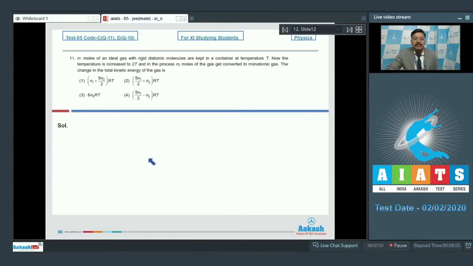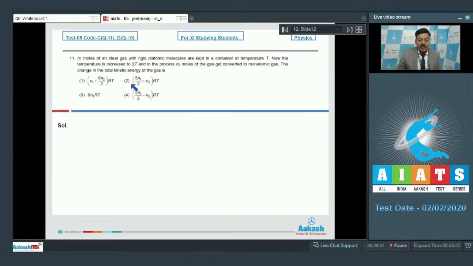Well, the question is clearly from the topic kinetic theory of gases, and it's concerned with the internal energy of the gas. It's given that the molecules are rigid diatomic molecules, but at temperature 2T, some of these molecules are getting dissociated. So what's the importance of the term rigid diatomic molecule? Well, it means that the degree of freedom is to be taken as 5, 3 for translational and 2 for rotational.